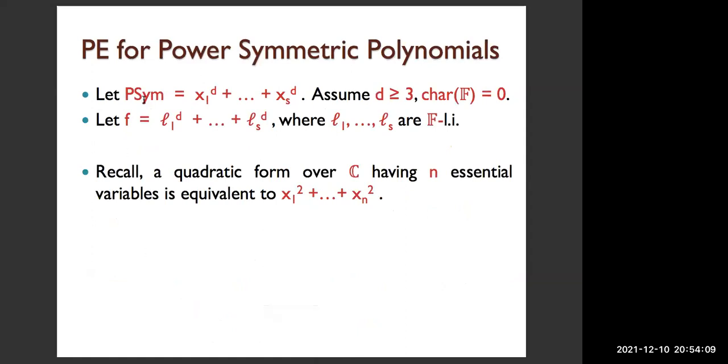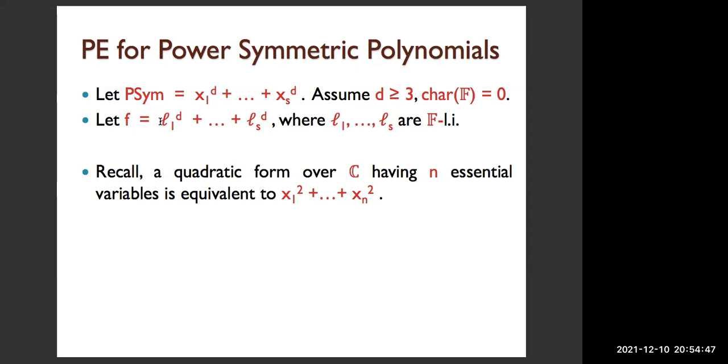And let me define again. The power symmetric polynomial is the sum of the dth powers of the xi's, right? And let's see a fairly nice algorithm for polynomial equivalence for the power symmetric polynomial. And let's assume that the degree is greater than or equal to 3. Why? Because when the degree becomes 2, it is basically the quadratic form equivalence question, and we just saw that any quadratic form over C is essentially equivalent to the second power symmetric polynomial. So let's forget d equals 2 and think of only d at least 3.